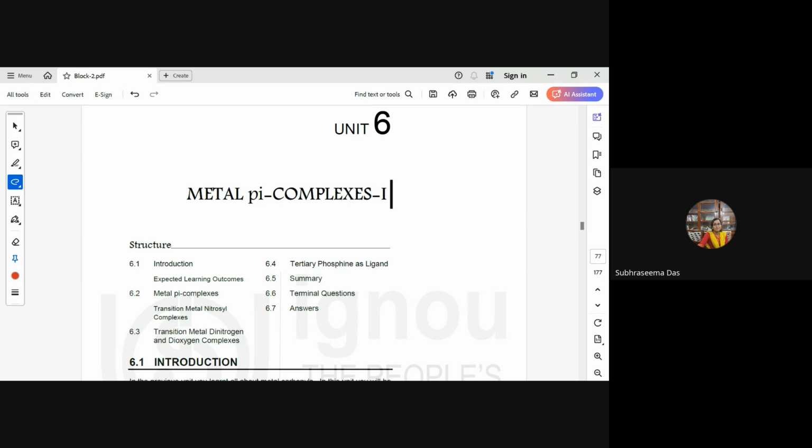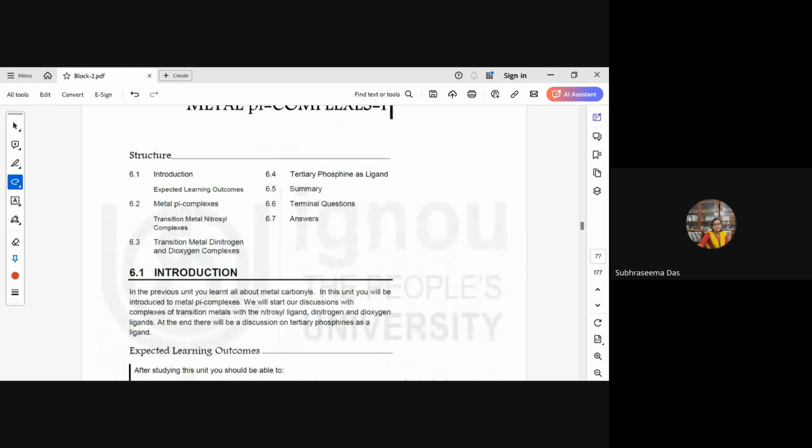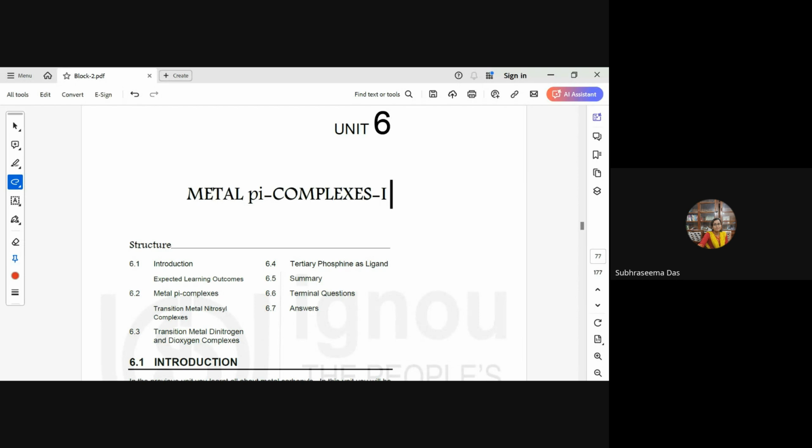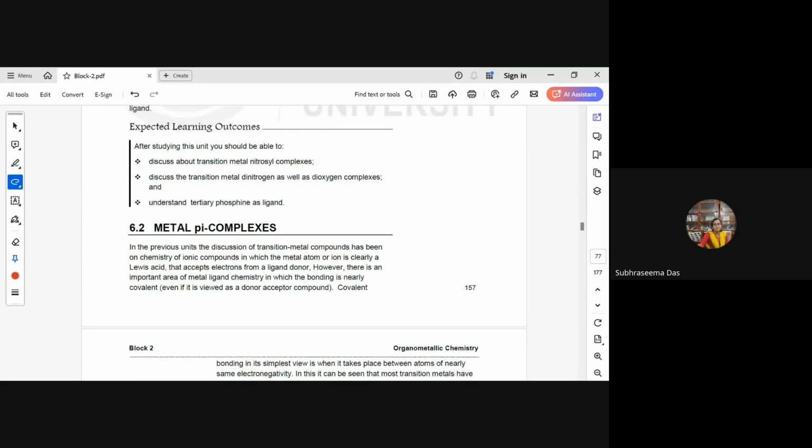So now I'll be starting with metal pi complexes. Unit 6 deals with the first part of the metal pi complexes.